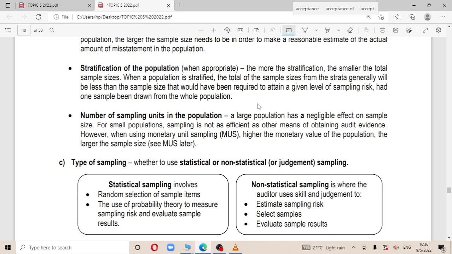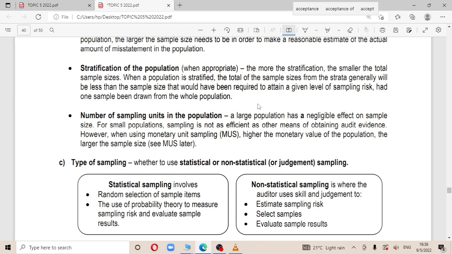Then the number of sampling units in the population. Here we look at it, it can also determine your sample size. Sampling units, that's the total population. The larger the population, the higher the sample is likely to be. We're going to look at the monetary unit sampling. So those are some of the factors that determine how much sample size we shall select.